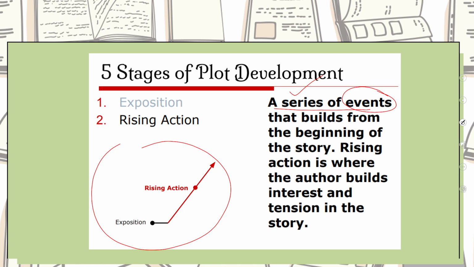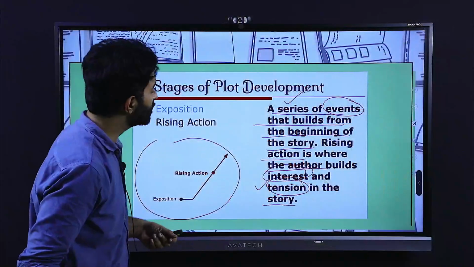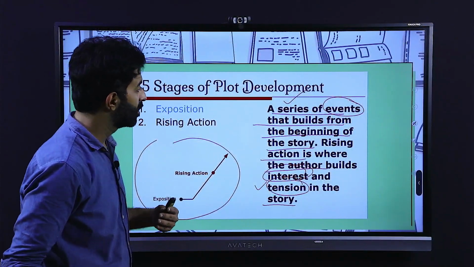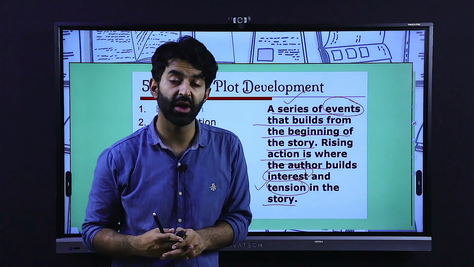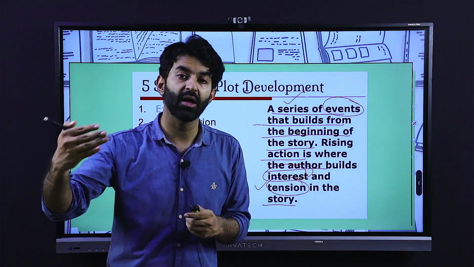There can be one event, more than one event, or more than 2 events that build from the beginning of the story. Rising action is where the author builds interest and tension in the story. And tension will be created because there will be a conflict. So another story element is introduced over here, and you can introduce your events, one thing, then another thing happening.